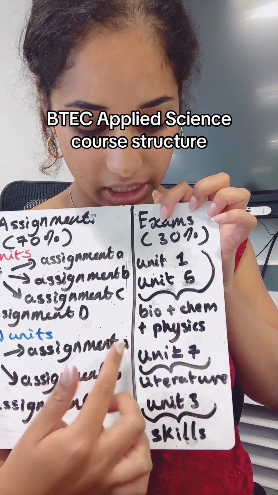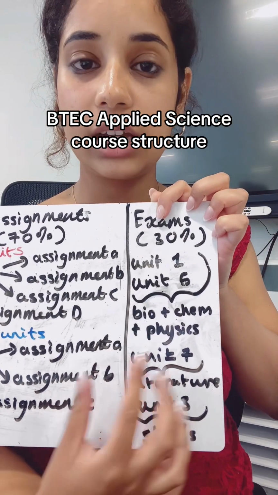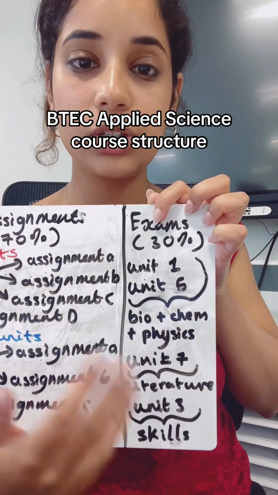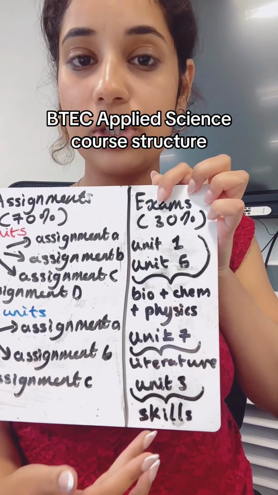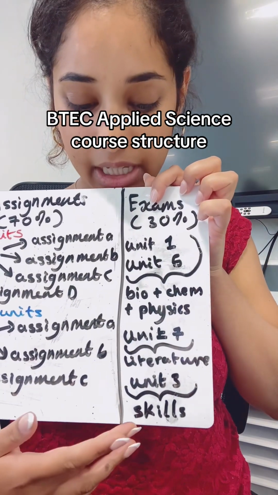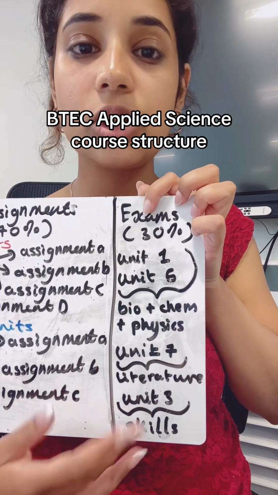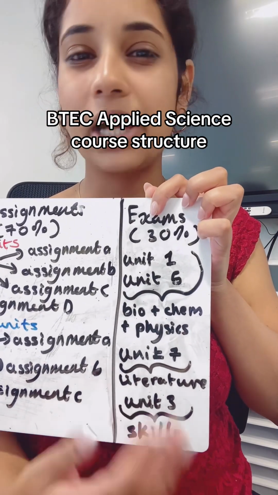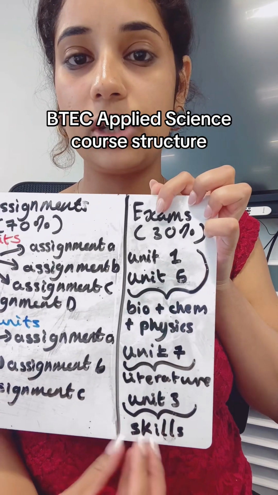Unit 7 is basically about understanding scientific literature, so you'll have to look at scientific literature and write about it. And then we also have Unit 3. Unit 3 is again not necessarily a biology, chemistry or physics based paper. It's called scientific investigation skills, so you learn about the different skills needed to carry out a practical, and also how to calculate things like mean, standard deviation. That's what's involved in Unit 3.